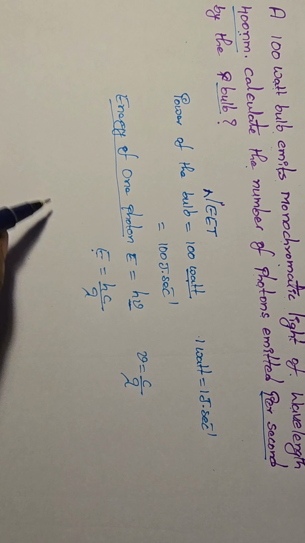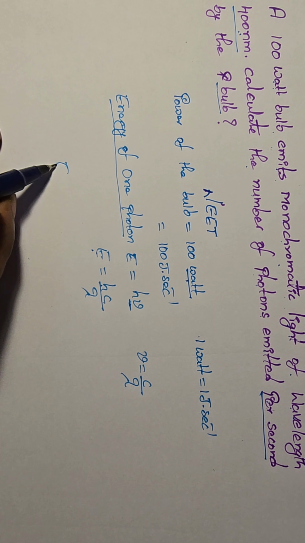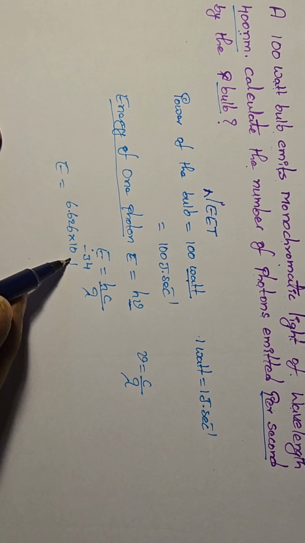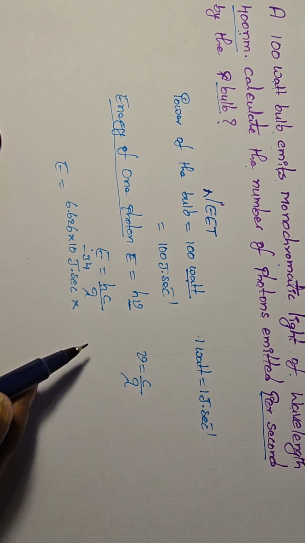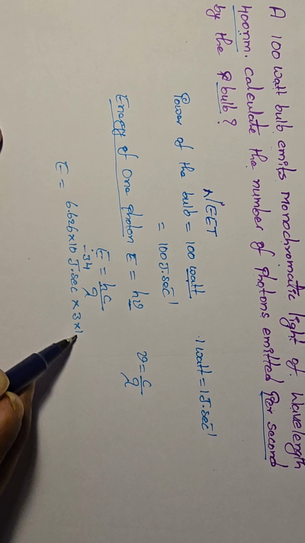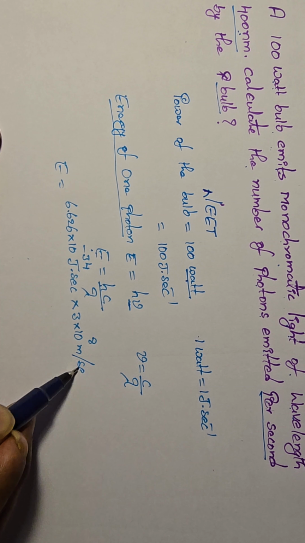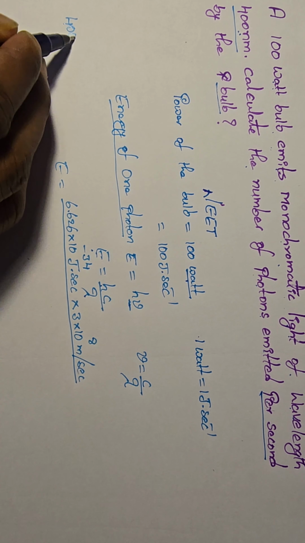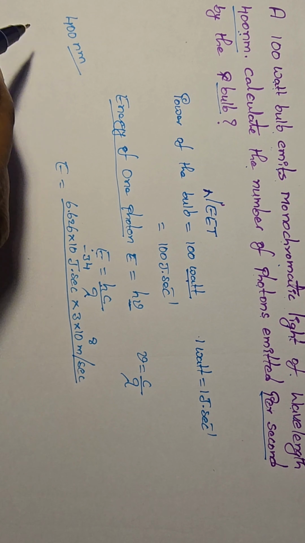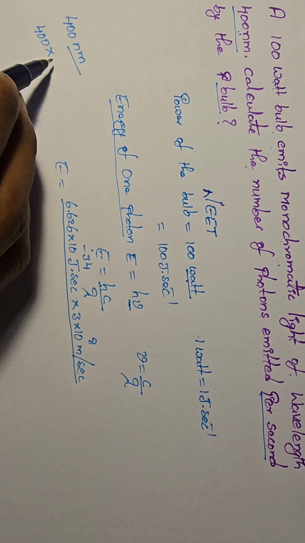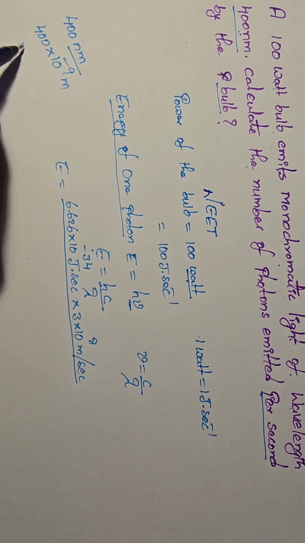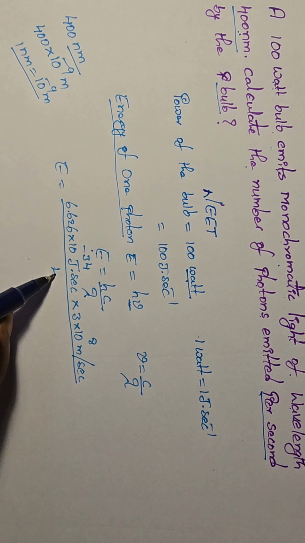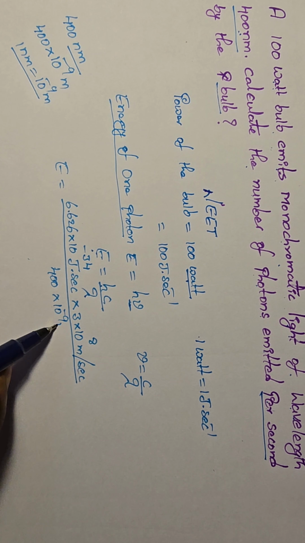For the E value, h is the Planck constant, 6.626 into 10 power minus 34 joule seconds. c is the velocity of light, 3 into 10 power 8 meter per second, divided by the wavelength, lambda. Here 400 nanometers is given. 1 nanometer is equal to 10 power minus 9 meters, so 400 into 10 power minus 9 meters.